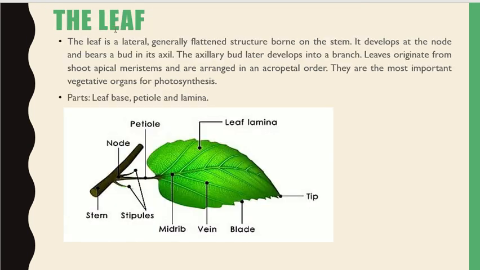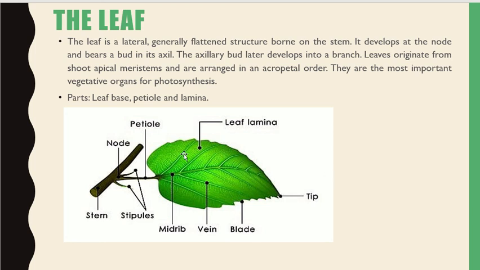Now, what is the leaf? The leaf is a lateral, generally flattened structure, which is born on the stem, and it develops at the node. You can see this is a node, and it bears a bud in its axil. This is the axil, and the axillary bud develops into a branch, and the leaves originate from shoot apical meristem and are arranged in an acropetal order. They are mostly vegetative organs for photosynthesis.